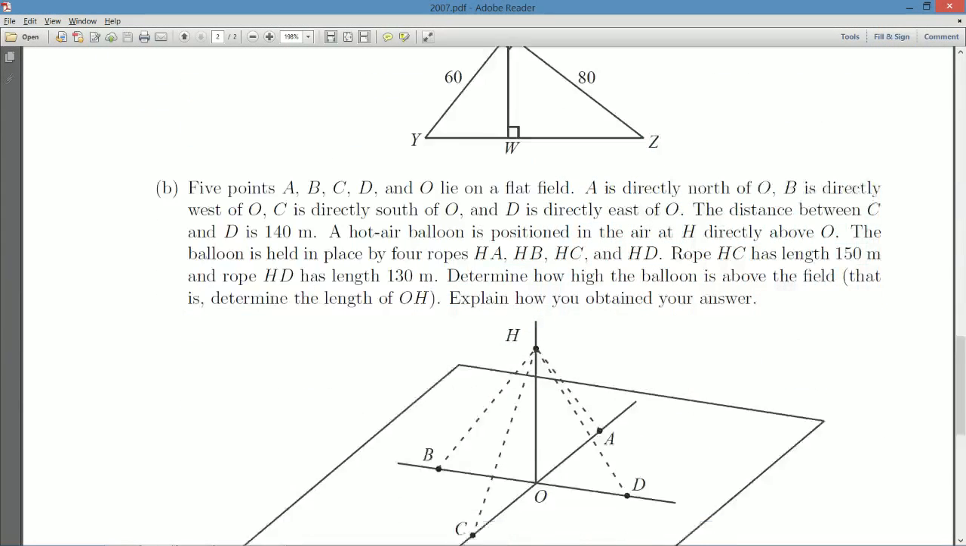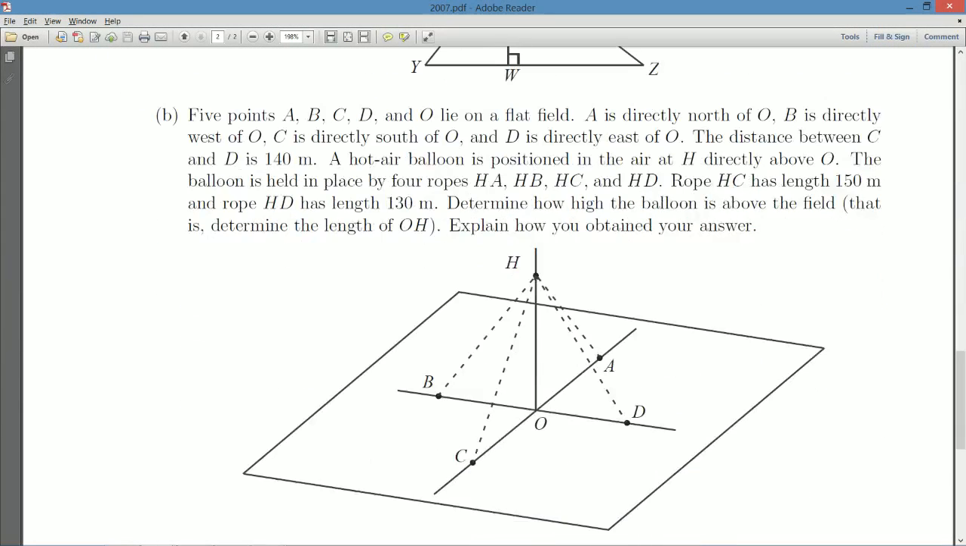Okay. B part. 5 points, A, B, C, D, and O, lie on a flat field. A is directly north of O, B is directly west of O, C is directly south of O, and D is directly east of O. Okay, so just as they've shown here, if we imagine this is like the y-axis and this is the x-axis, O is the origin, A, B, C, and D lie on the axes with different positive and negative values.